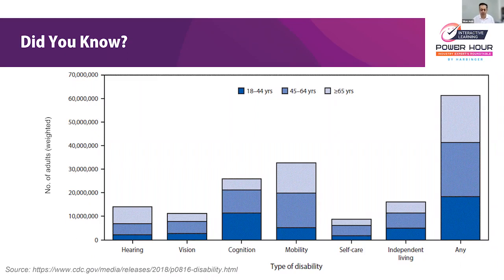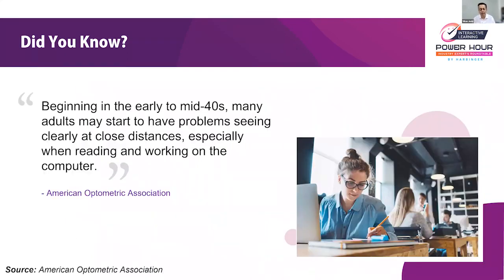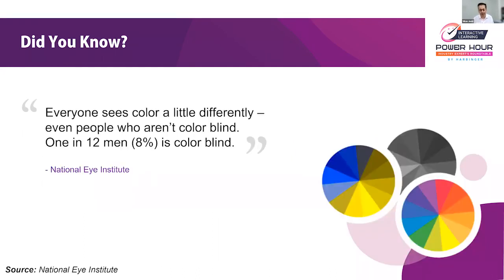Let's see one more bit of statistic, and this is interesting. According to the American Optometric Association, beginning in the early to mid 40s, many adults may start to have problems seeing clearly at close distance, especially when reading and working on a computer. Now, that's not all. There's also the issue of color perception. 1 in 12 has some kind of color perception issue. So those were just some illustrations.